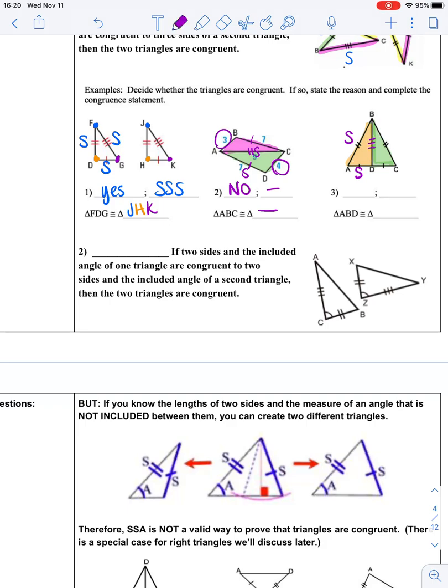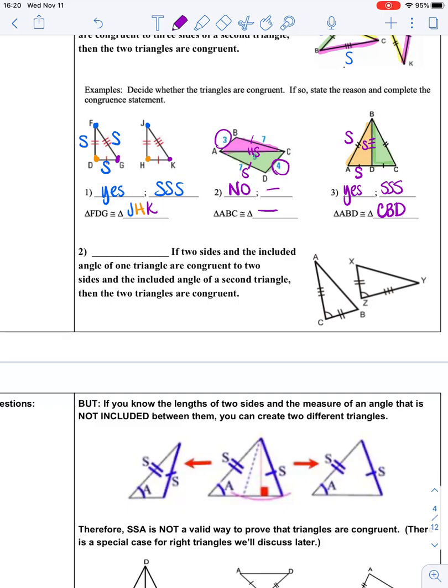reflexive property. So I know that BD is the same length on both triangles. It didn't change size. If I pulled them apart, BD would still be BD. So I know that those sides are congruent. So yes, these triangles are congruent because of the side-side-side theorem. A, B, D, and you pay attention to the order, is congruent to C, B, D. Now that's pretty straightforward, side-side-side.